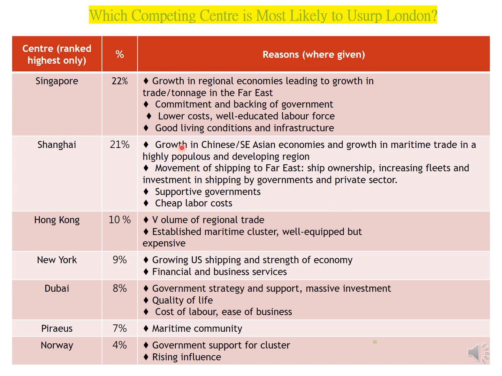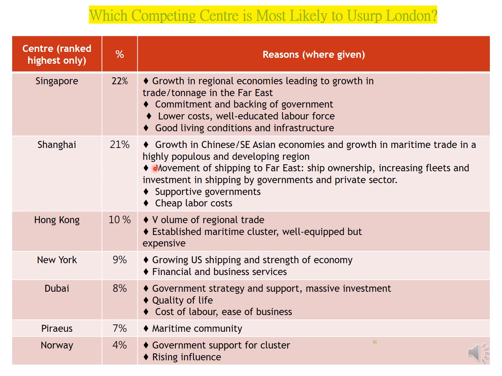Here is which competing center is most likely to rival London. Singapore is close to regional economies, reaching the globe in trade and the Far East, with commitment and backing from the government. Of course, they get some support from their governments, lower costs, education, labor force, and good living conditions and infrastructure, so they can offer foreigners a place to live there. How about Shanghai?